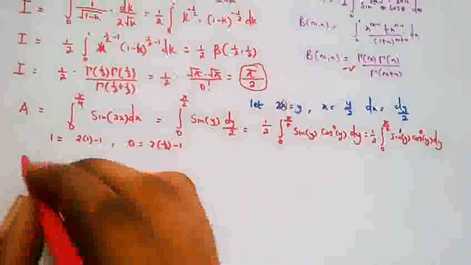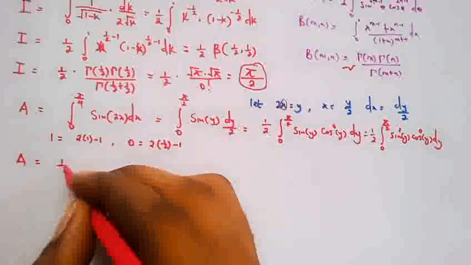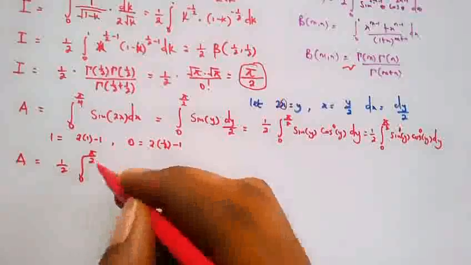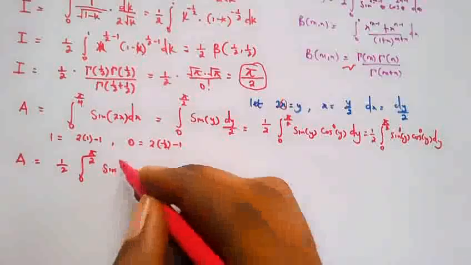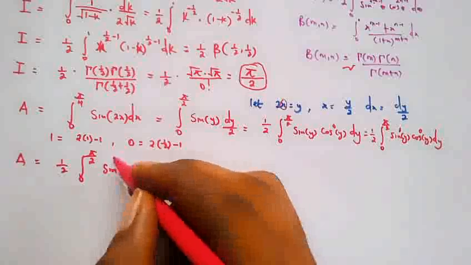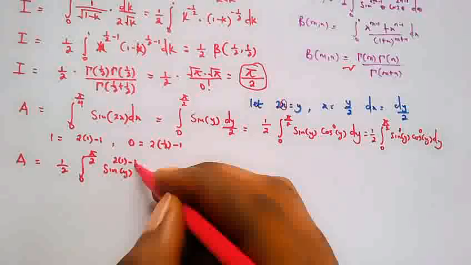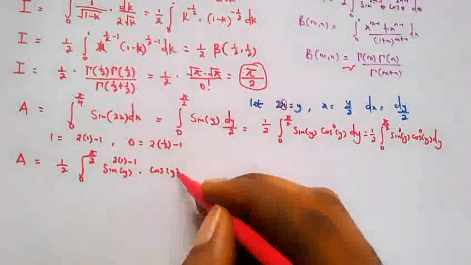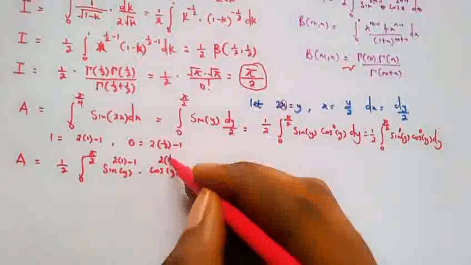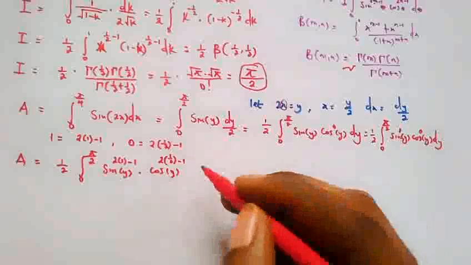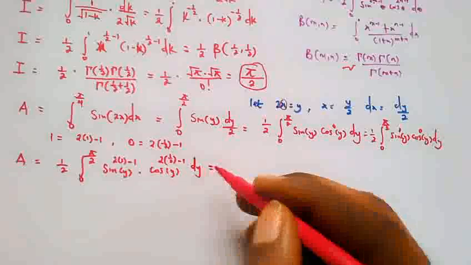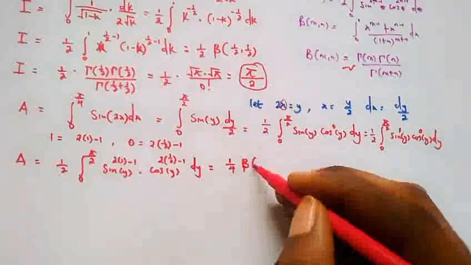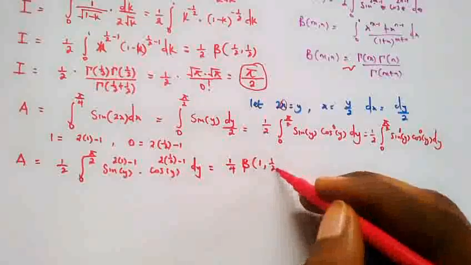So we have A equal to 1 over 2 times the integral from 0 to pi over 2 of the sine function of y raised to the power 2 times 1 minus 1, times the cosine function of y raised to the power 2 times 1 over 2 minus 1, dy. This is equal to 1 over 4 times the beta function of 1 and 1 over 2.